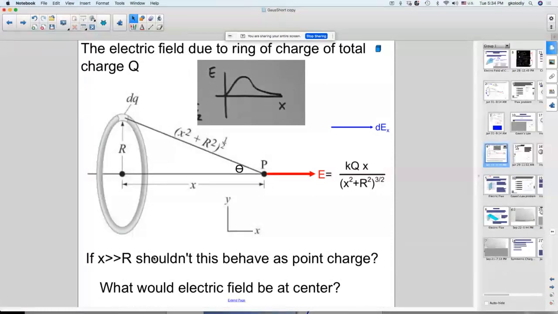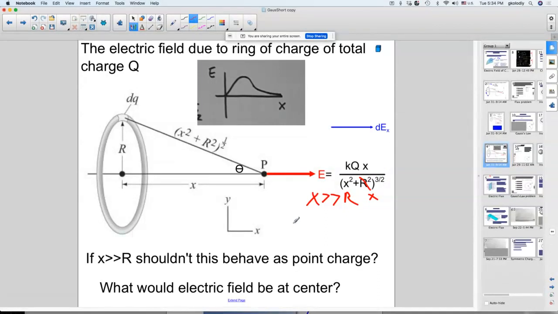So if x is much bigger than r, that means we can neglect r here. Don't forget, we're doing this for x much bigger than r. We can ignore r here, and we'll have x divided by x. Well, first of all, this will be x squared. The square root of that will be x cubed on the bottom here, because you have x squared. Take the square root of x squared, which is x, and that's cubed because of this here.